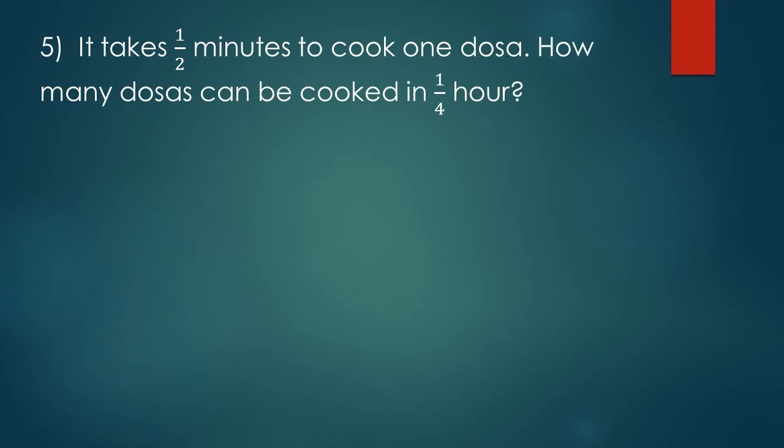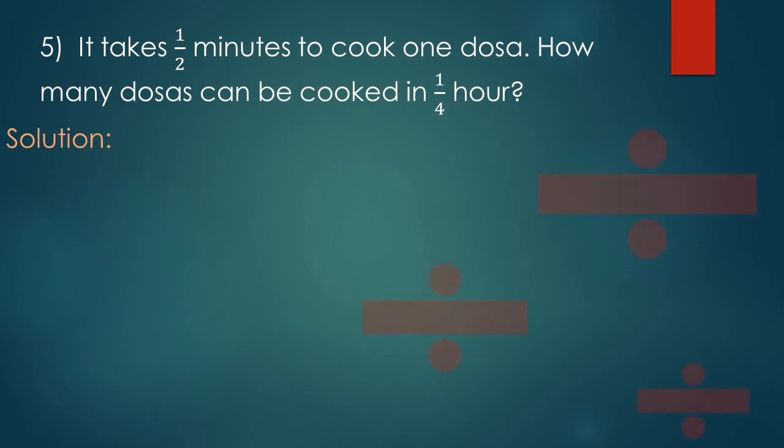Let us solve one more question. Question number 5. It takes half a minute to cook one dosa. How many dosas can be cooked in 1 upon 4 hour? Write down the solution and tell me what we have to do in this question. Let us try this with a simple example. If it takes 10 minutes to cook one dosa, how many dosas can be cooked in 20 minutes? Yes, the answer is 2. So what we did is 20 divided by 10 is equal to 2. That is, we have to do division.